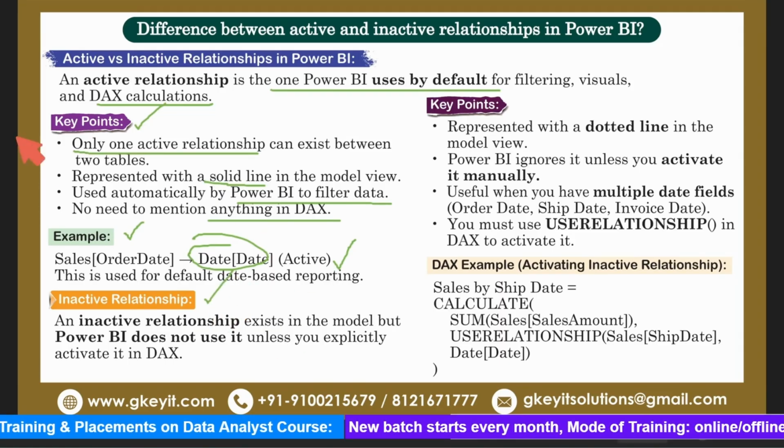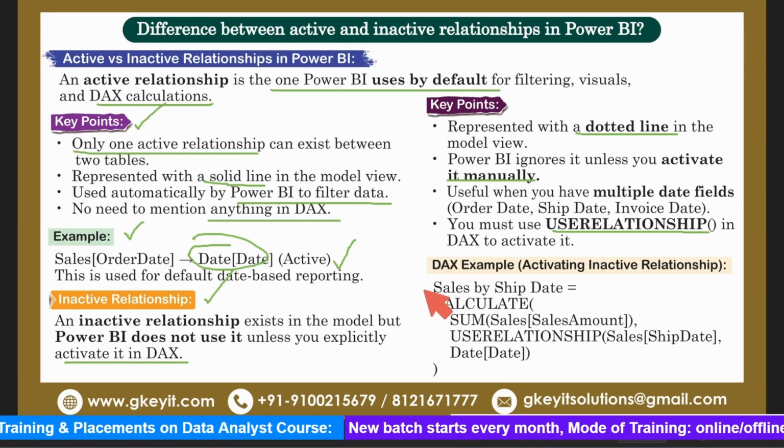Coming to the inactive relationship, an inactive relationship exists in the model, but Power BI does not use it unless you explicitly activate it in the DAX. Key points here: it is represented with a dotted line in the model view. Power BI ignores it unless you activate it manually. It is useful when you have multiple date fields like order date, ship date, invoice date. You must use the USERELATIONSHIP function in DAX to activate an inactive relationship.